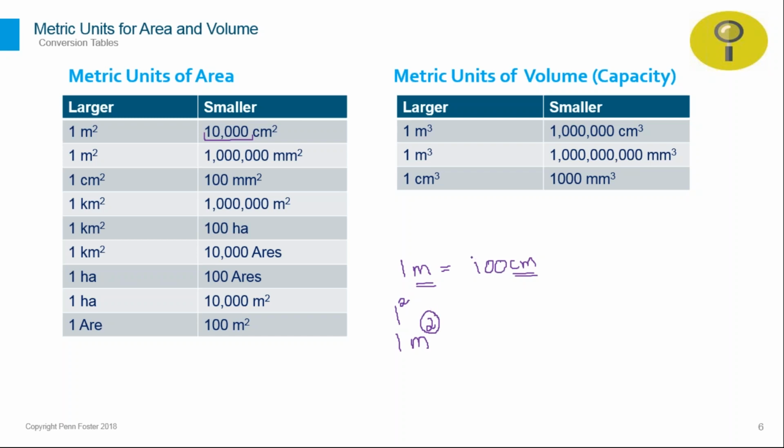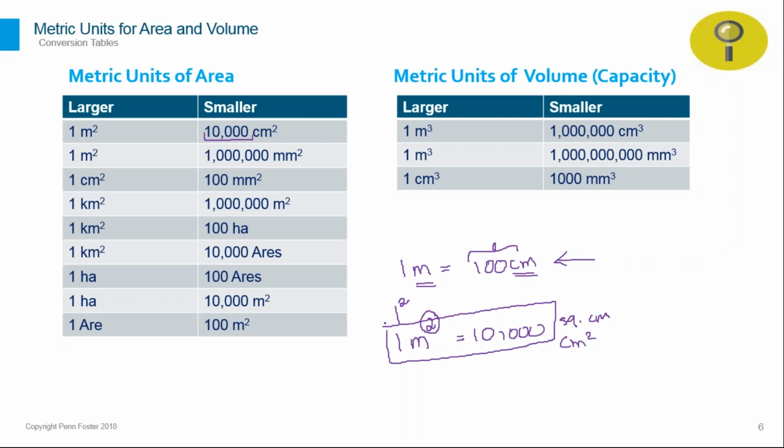Now, if I also square the 100, that means 100 times 100, that will give me 10,000 square centimeters, or centimeters squared. So from the length information here about the meters and the centimeters, I can square and find out the information I need in my question if you don't have access to the area table.